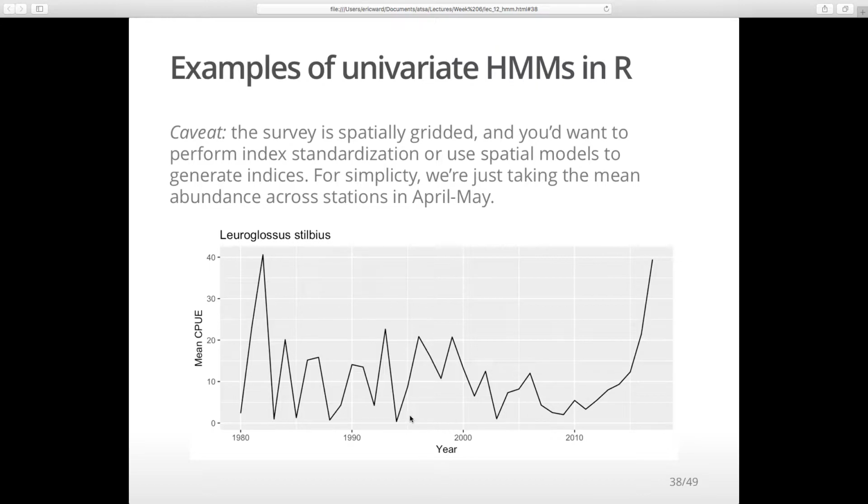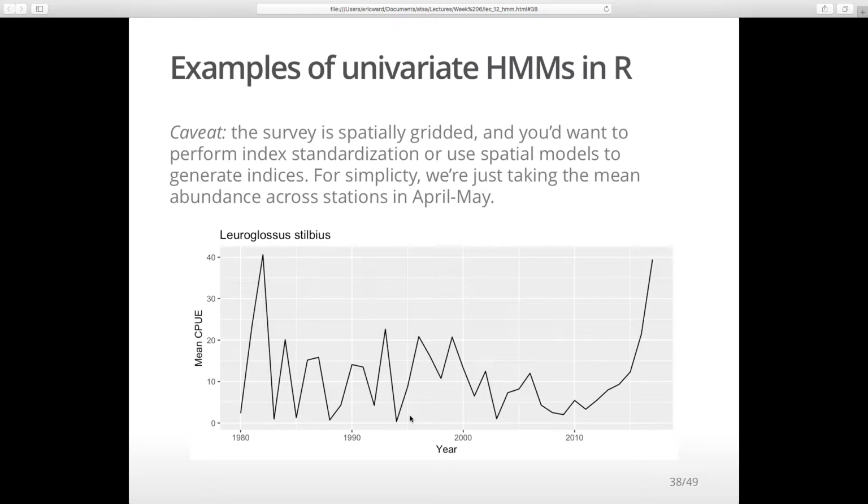One of the things to keep in mind is that this survey is a spatially gridded survey. The effort will change year to year. And so we have potentially spatially changing effort and spatially changing distribution. So if you were going to apply this in real life, you would want to do some index standardization to account for that shifting effort, and then quantify the shifting spatial distribution on top of that.